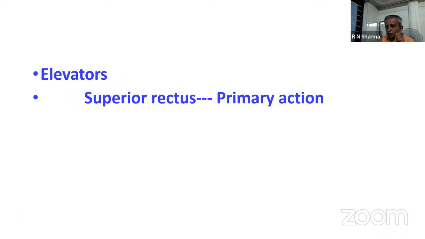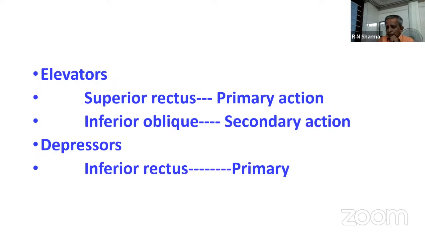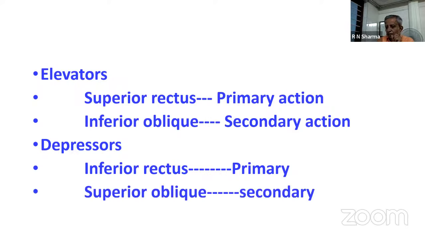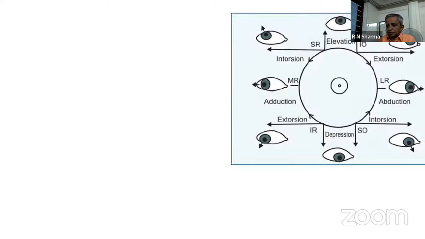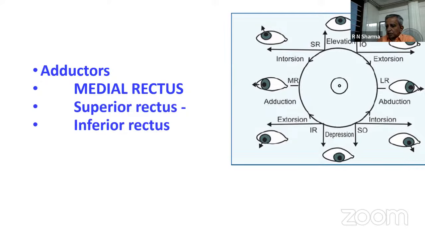The elevators are, to summarize, superior rectus, primary action. The other elevator is inferior oblique, that is secondary action. Depressors: inferior rectus, primarily it is a depressor. Superior oblique is also a depressor as a secondary action. Main action, prime action for superior oblique is torsional activity, that is intorsion. Adductors are mainly medial rectus, all of us know about it. Superior rectus, inferior rectus, both recti are adductors. Main adduction action is done by medial rectus.